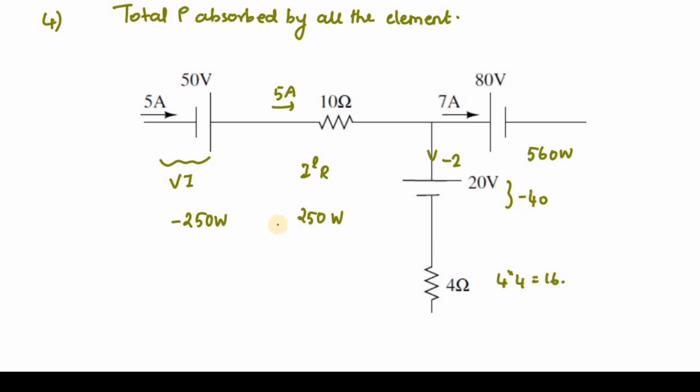So the total power absorbed is nothing but minus 250 plus 250 minus 250 plus 250 plus 560 minus 40 plus 30 plus 60. Okay. So the total value is 520 plus 16, that is 536 watts.